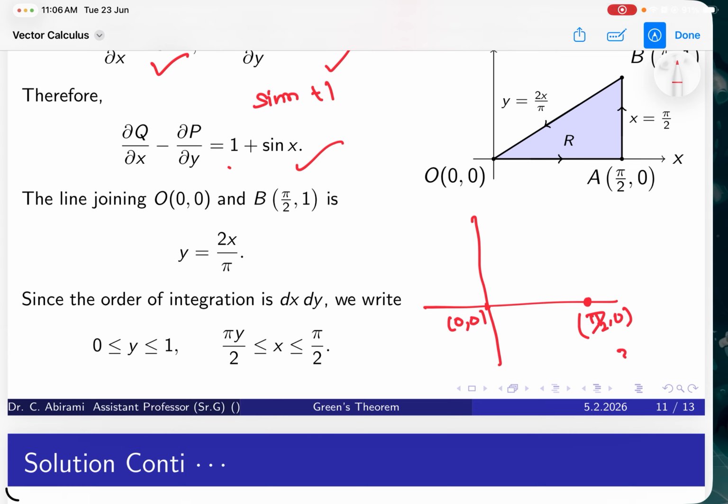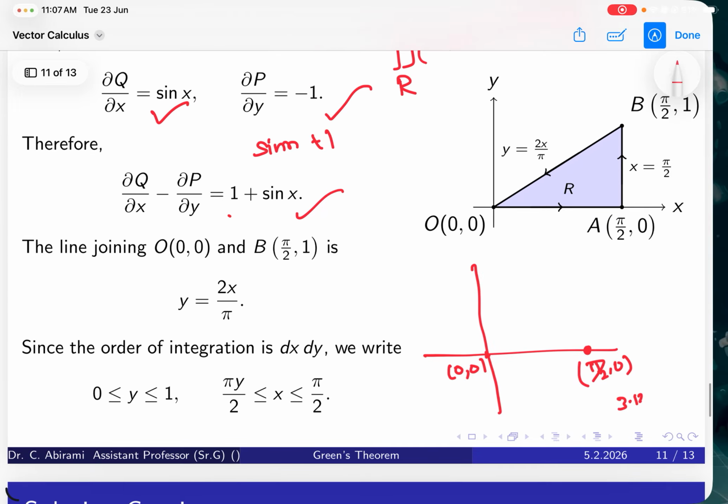Pi by 2. So what is 3.12? Okay, divided by 2 means 1 point something. So pi by 2 comma 0. And what about the other? Pi by 2 comma 1.